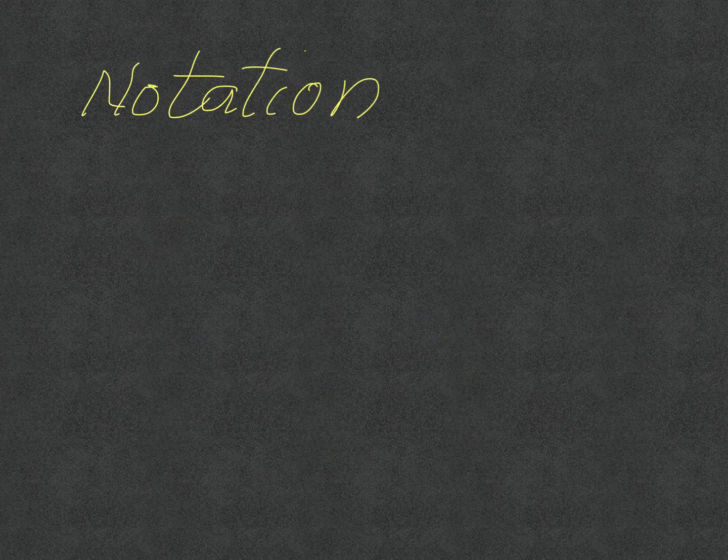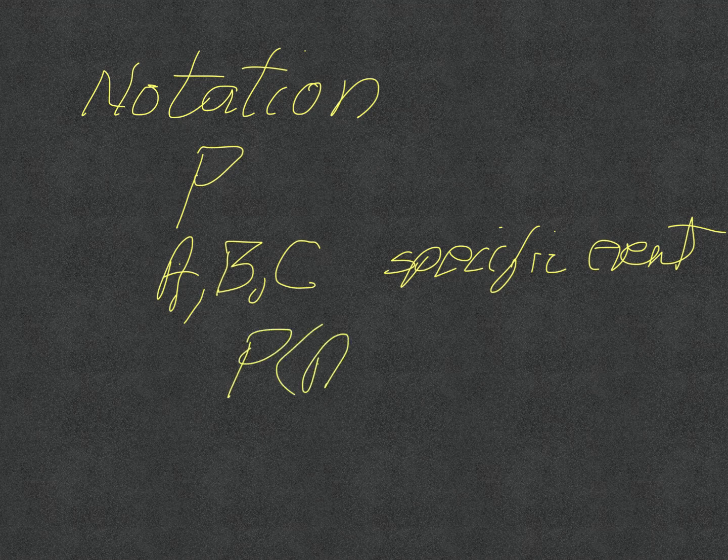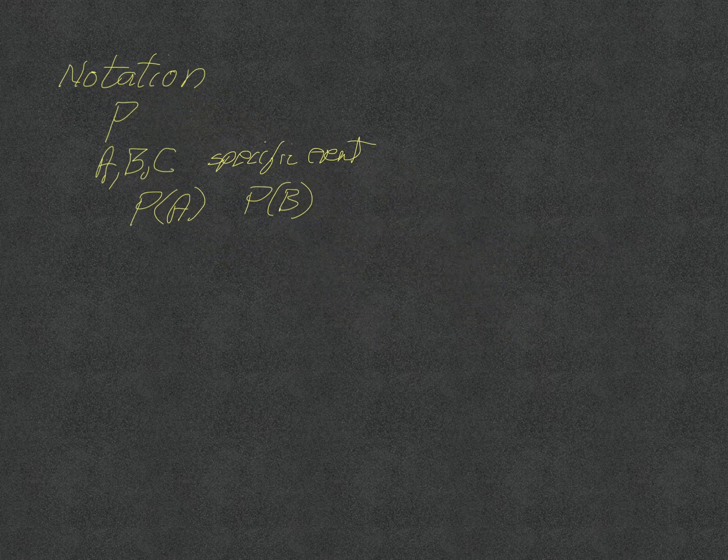One of the things that I want to emphasize is that we need to use correct notation. So when we use the letter P, that stands for probability. And then we use other capital letters like A, B, C to represent specific events. That's a specific event. And so when we write the probability of A or the probability of B, what we are saying is I want to know the probability of this event.